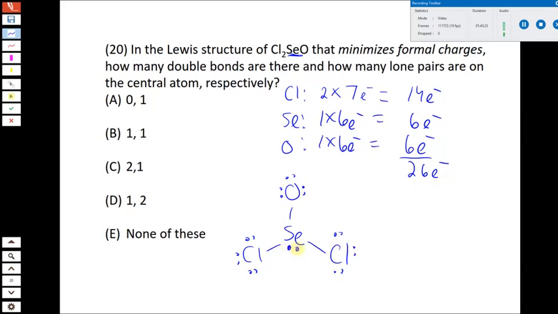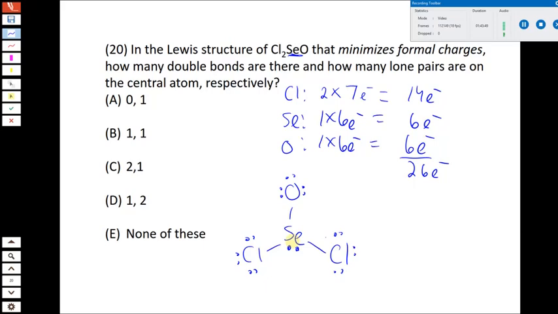So if we stop at this point, we can evaluate the structure, and we can see that our outer atoms have exactly 8 electrons, and our central atom also has 8. 2, 4, 6 from the bonds, 2 more from the lone pair. So right now, everything is happy from the octet rule. So if this question instead said, draw the Lewis structure that obeys the octet rule, we would stop here and not do anything else. However, we want to minimize formal charge.